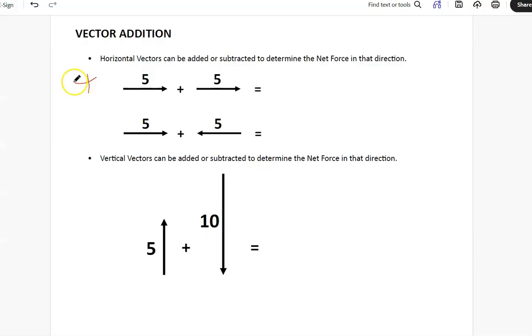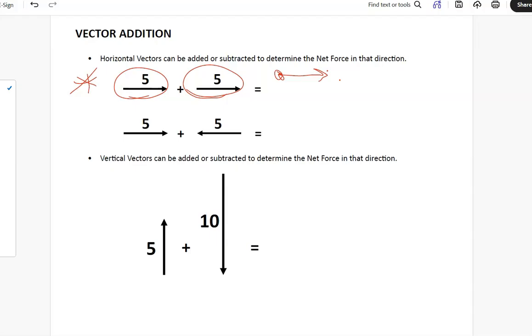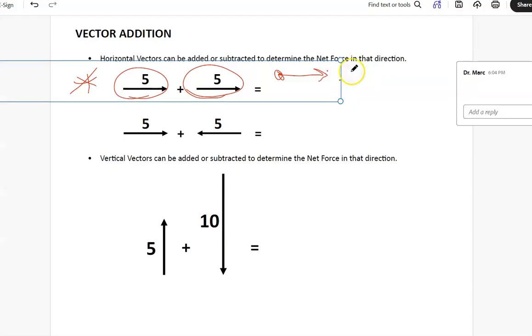In this first example, we have 2 identical vectors pointing in the same direction. Well, if they're in the same direction, you really can treat them like scalars. You just add a 5-unit vector to the right to another 5-unit vector, and you can think of this as just writing them head to tail. Here's where you start, here's where you end, and then you add another vector right to the head of the last vector.